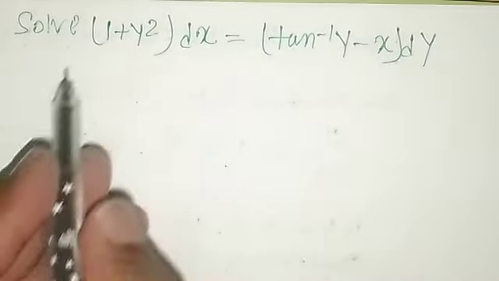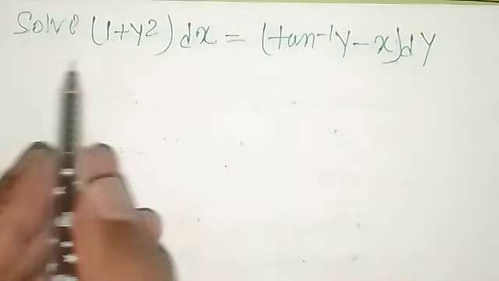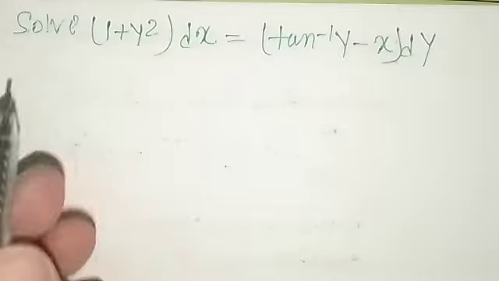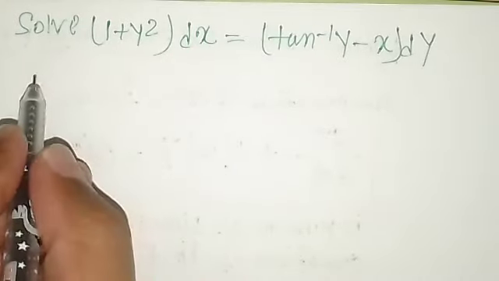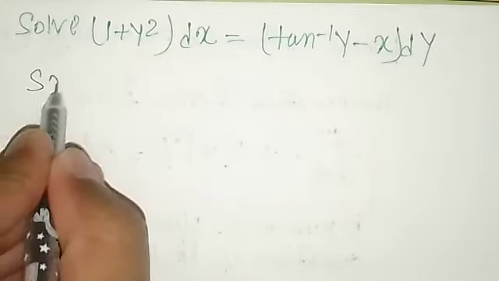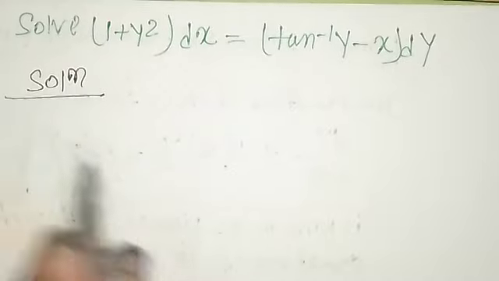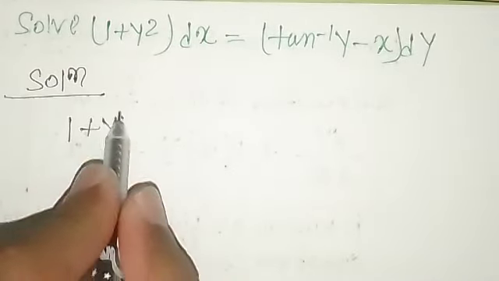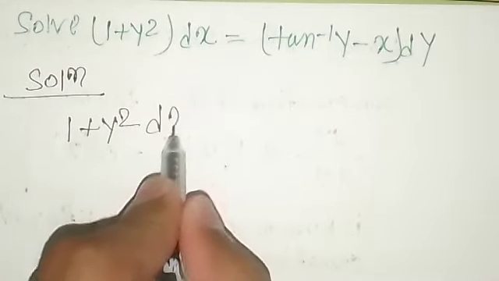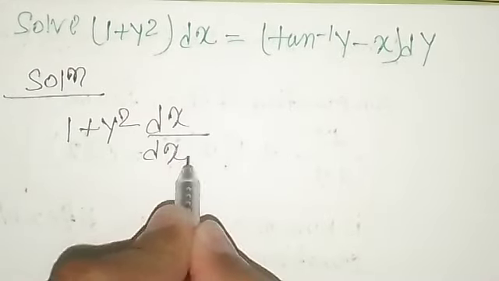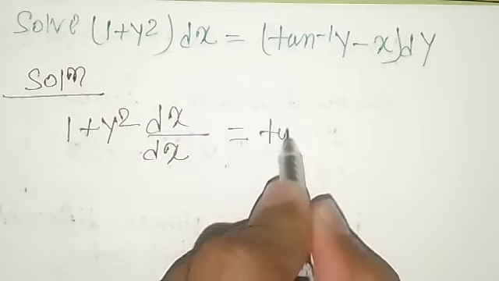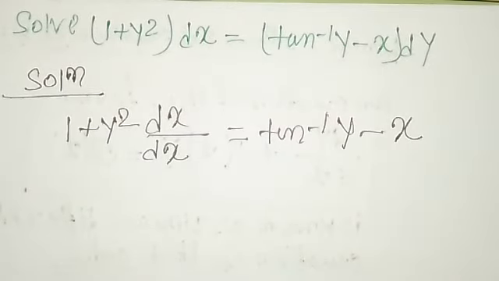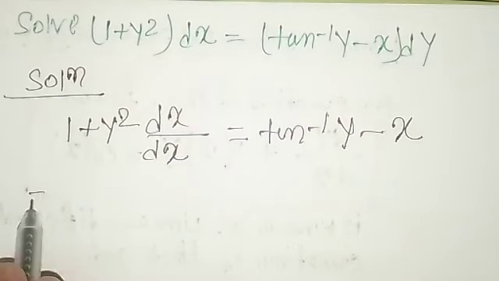So first of all, we can simplify this equation, which means we will write the given equation in a simplified manner, or we can say in a linear differential equation form. On rearrangement, we can write the given equation like this: (1 plus y square) into dx by dy is equal to tan inverse of y minus x. Is it or not?